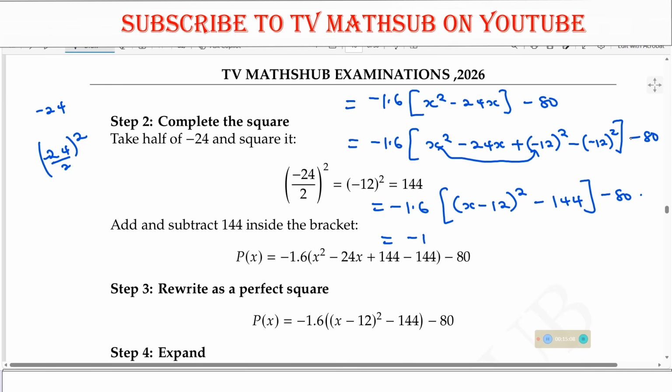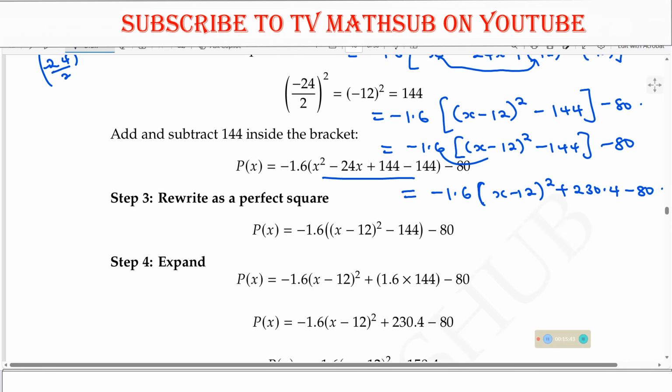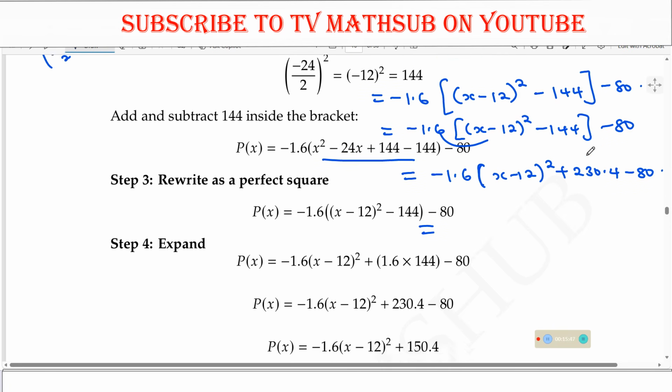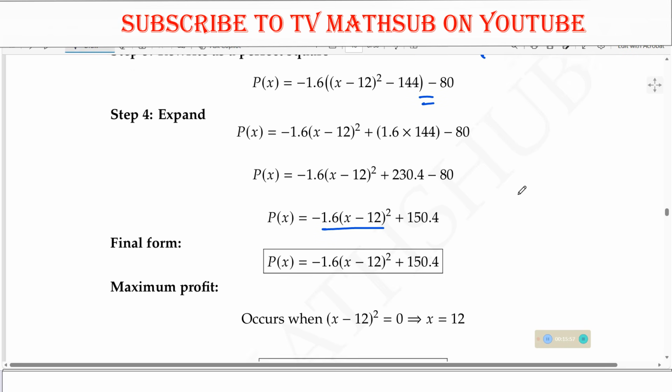Now this will be negative 1.6 into x minus 12 squared minus 144 minus 80. I want us now to open this bracket. When you open the bracket, it is negative 1.6 into x minus 12 squared, and then this multiplies with this, and this will give us plus 230.4, and then minus 80. So that will mean that we shall have our p of x as negative 1.6 into x minus 12 squared plus 150.4.